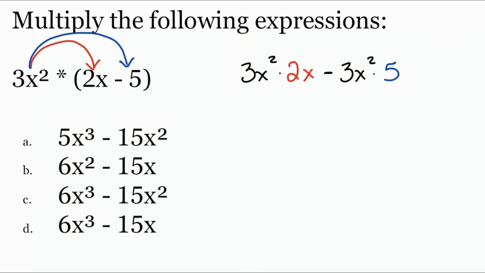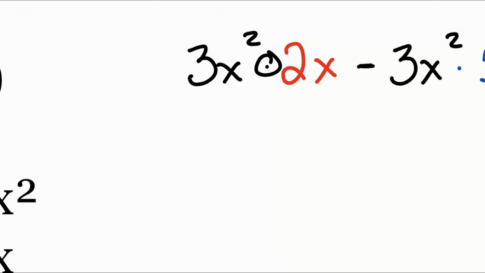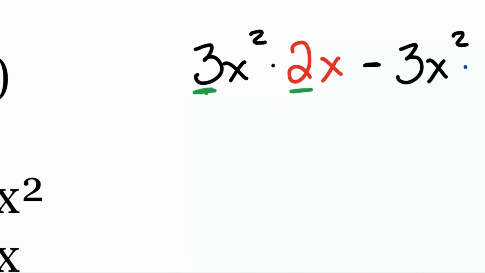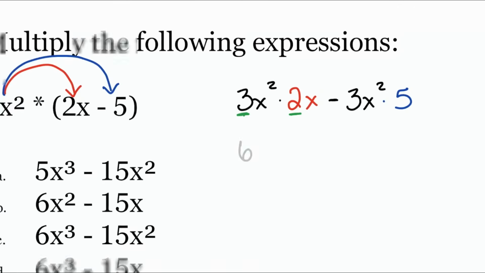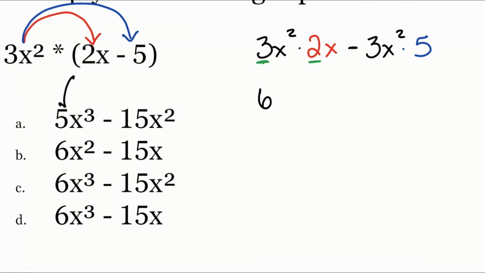Because remember, everybody, what do we do when it comes to multiplying terms? What do we do with those coefficients? We multiply. When we multiply terms, we multiply the coefficients. 3 times 2, that's going to give us 6. So I can tell you right now, it's not going to be the 5. That was a distractor answer. Let's just go ahead and cross that out. So we have the 6 in front.